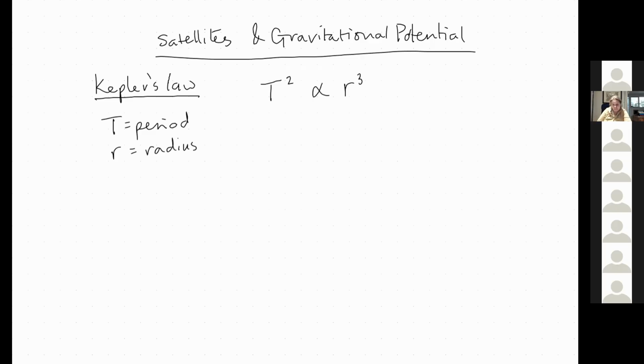So Kepler's law. So we've got this period and radius thing going on. Now, not all of you have to be able to prove it, but all of you ought to be able to follow the proof. And it's a good idea to know where it comes from.